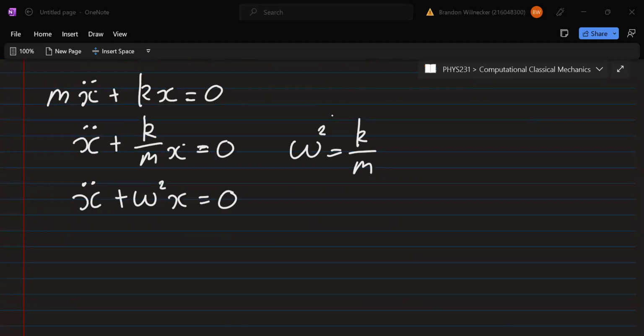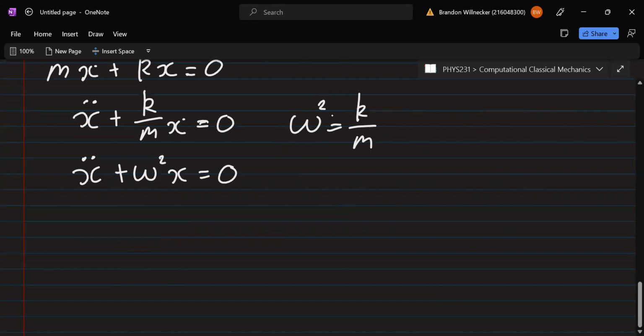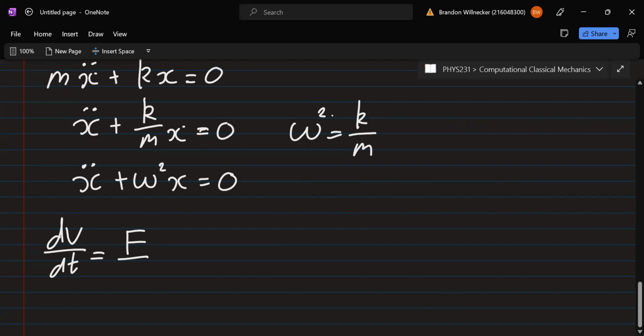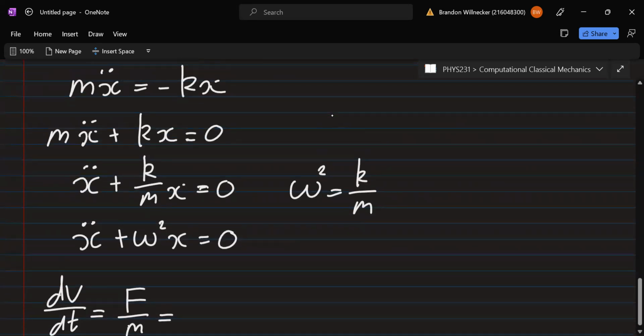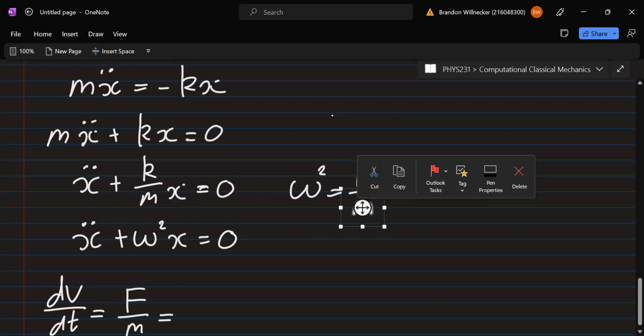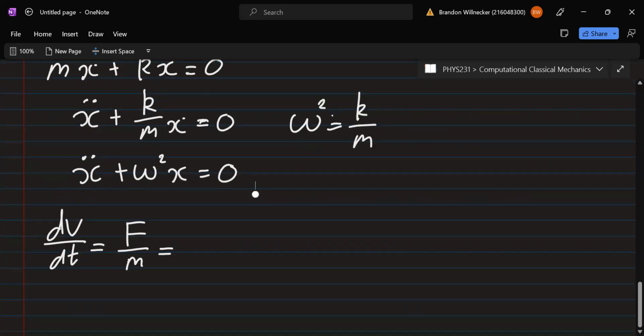So we won't solve it in this lecture. We'll do that in the next in-person lecture. But this is just to give you an idea of what's coming. So dv by dt is our force, so F over m, remember. F over m is going to be this x double dot, which will be minus omega squared x.